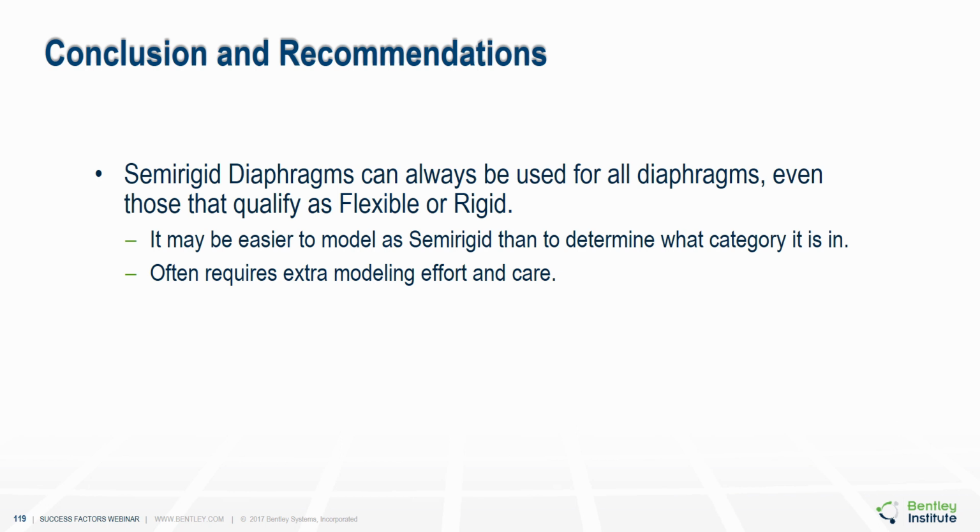It might be easier to model as semi-rigid than to go through the effort to figure out what category it's in. You just say, I'm just always going to model it as semi-rigid and be done and go with that analysis. And so there's certainly advantages to that. It does require extra modeling care. You have to make sure that you take care of things like analytical instabilities and whatnot. So it is more work, but you can use semi-rigid anytime you want, and it may be easier to just do that.